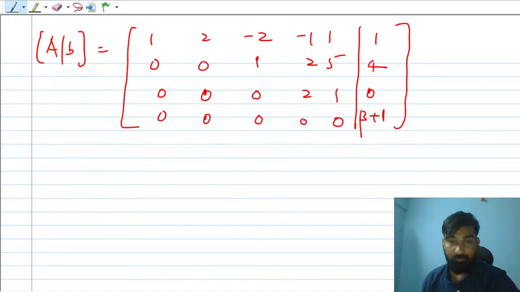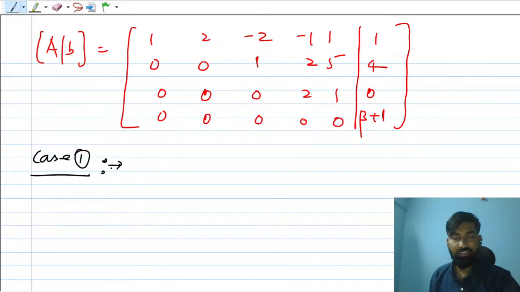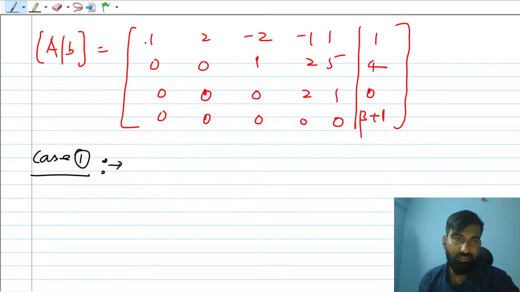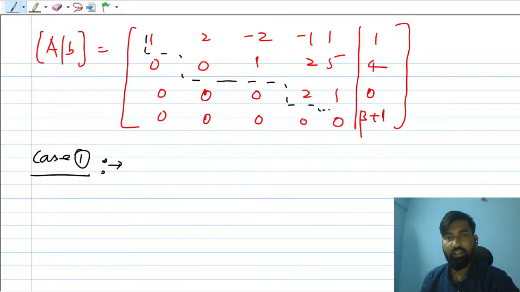Now the situation is what? Case number one. See, don't talk about a unique solution in this case, please. You see, this is the staircase. This is a kind of echelon form we have got. So here, this is one pivot. This cannot be taken as a pivot. This cannot be taken as a pivot here. Understood?